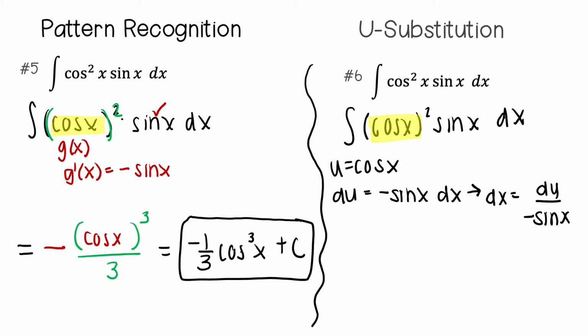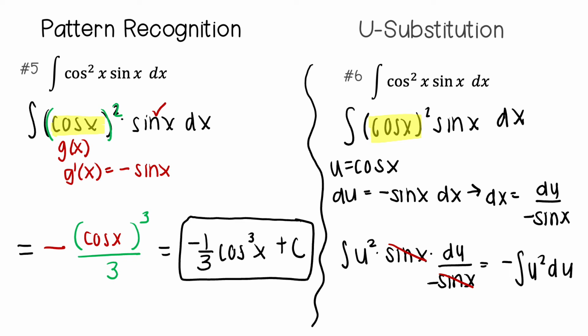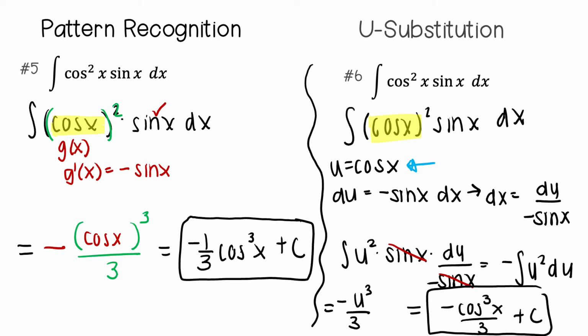So when we go to rewrite our integral, we have the integral of replacing cosine with u squared times sine of x times replacing dx with du over negative sine of x. It's pretty clear that our sine of x's are going to cancel and we're just left with that negative. So this is just the negative integral of u squared du, which gives us negative u cubed over 3. And then replacing back with what we defined as u, we can write this as negative cosine cubed of x over 3 plus c, which is of course the same thing that we got when we used pattern recognition.